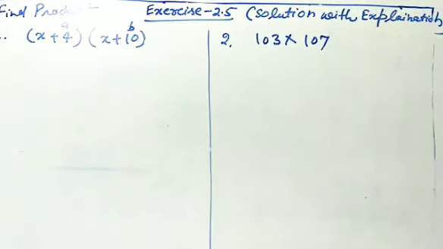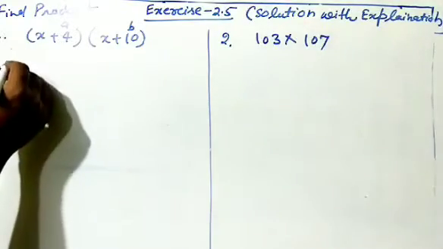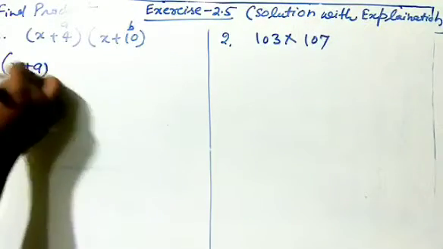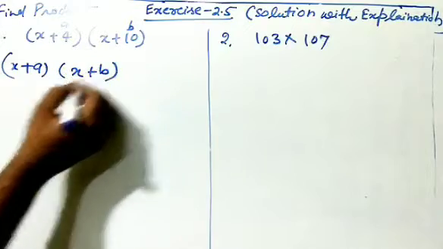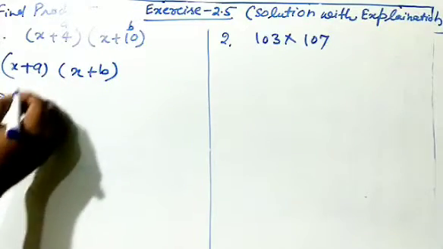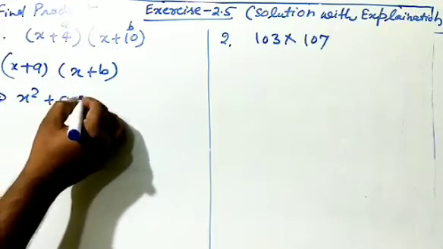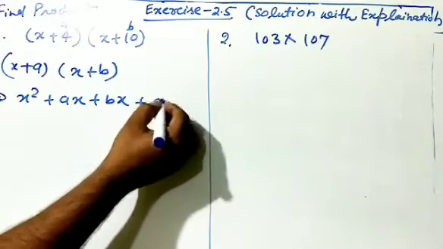So come to the next exercise 2.5, question number first part. They are asking to find the product. We are going to solve this question using identities. Which identity do we have to apply here? You know very well, (x + a)(x + b). What is it? x square plus ax plus bx plus ab.